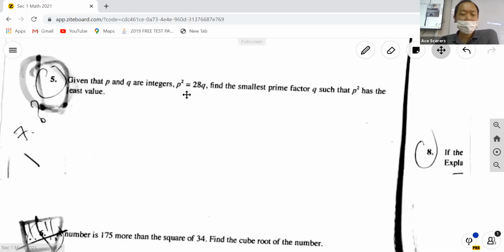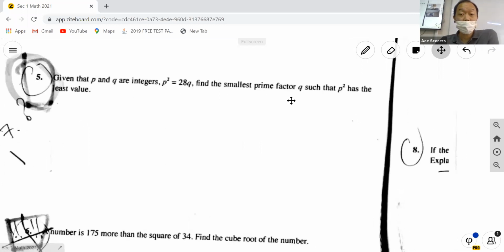P and Q are integers, P squared equals 9Q. Find the smallest prime number Q such that P squared has the least value. P and Q are integers. So you want to look at what are some possible P squared. They want Q such that P squared is the least value.